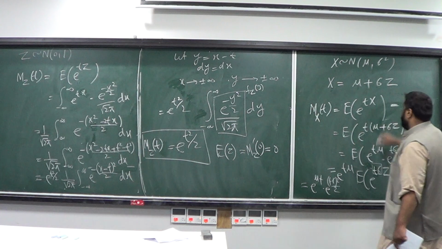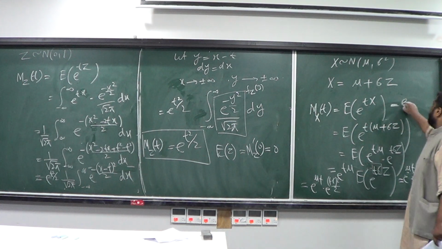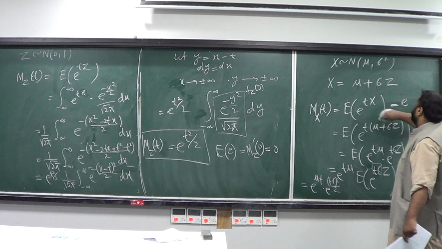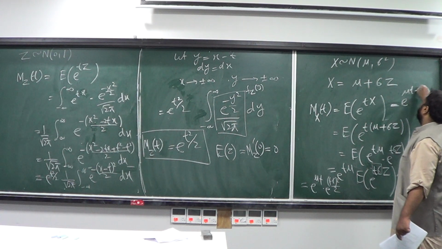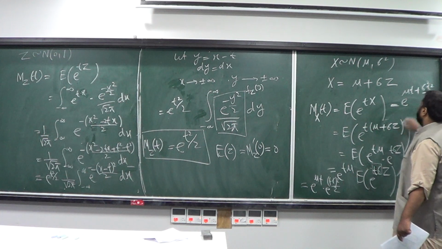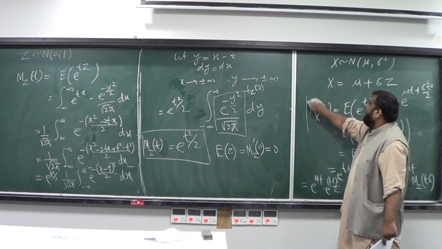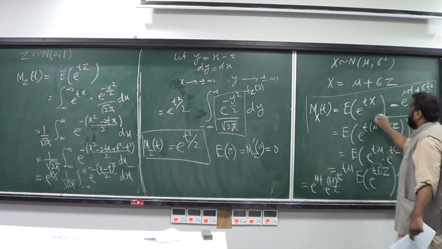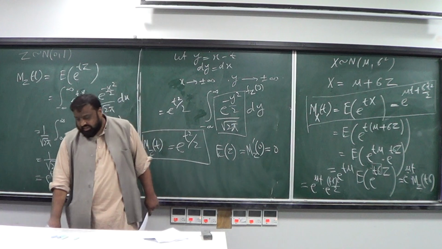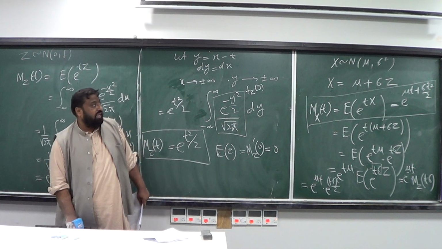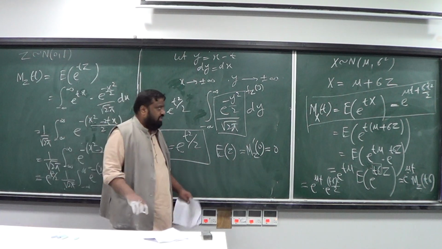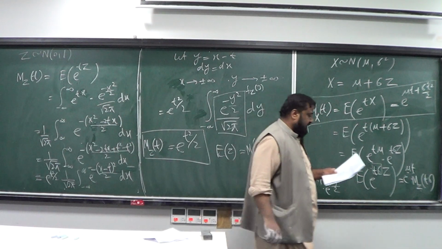In other words, if I write this explicitly here, the moment generating function of a random variable with mean mu and variance sigma square is e to the mu t plus sigma square t square upon 2. This is something that you have to keep in your permanent memory. Okay, this is something that you have to keep in your permanent memory, because we're going to use this a lot in the future.